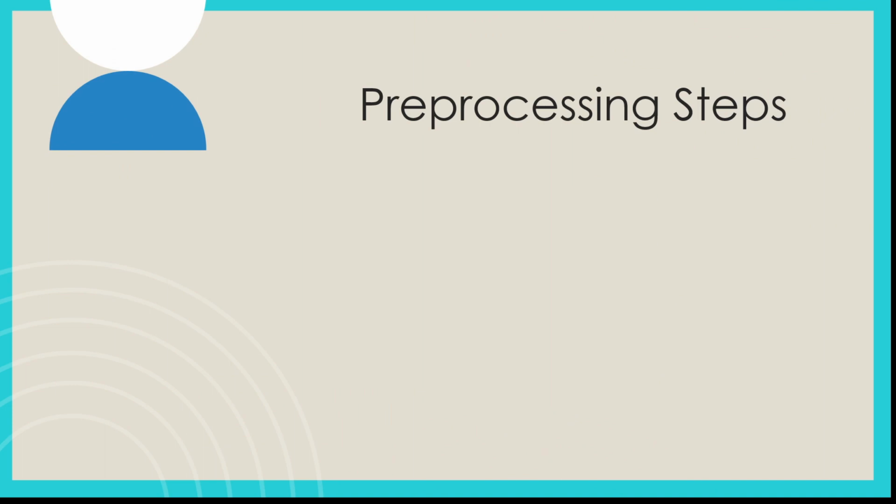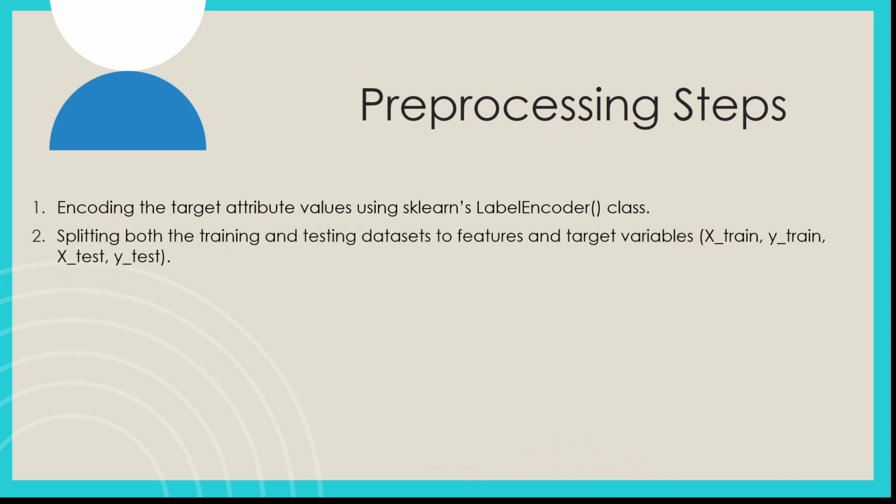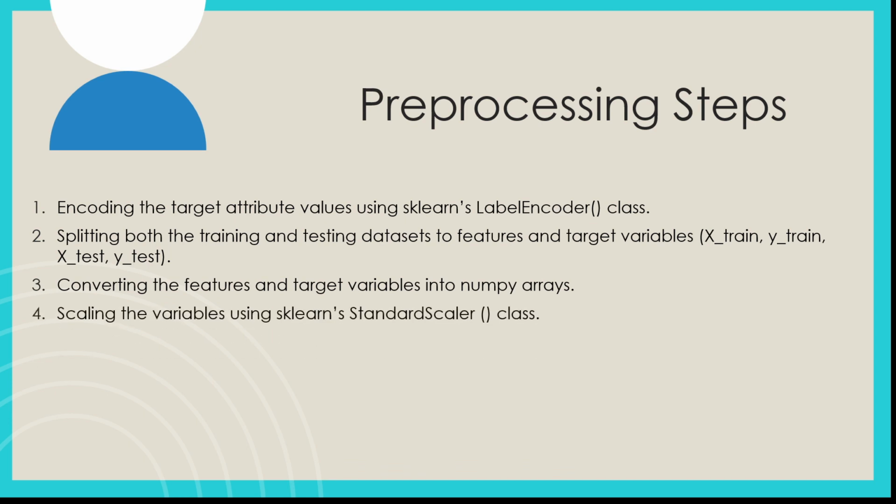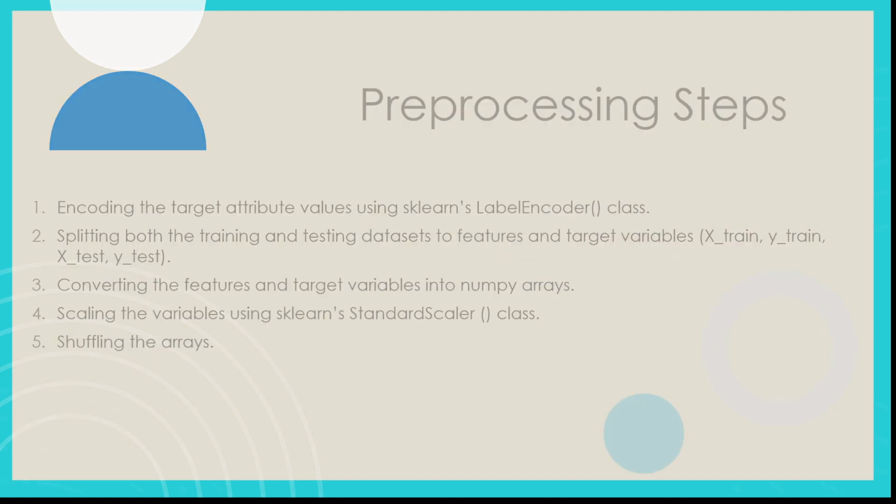Then I did some pre-processing on the data. First, I encoded the target variables using sklearn's label encoder class. Then I split both the training and testing datasets into features and target variables: xtrain, ytrain, xtest, and ytest. Then I converted the features and target variables into NumPy arrays. Then I scaled the variables using sklearn's standard scaler class. Then I shuffled the arrays.